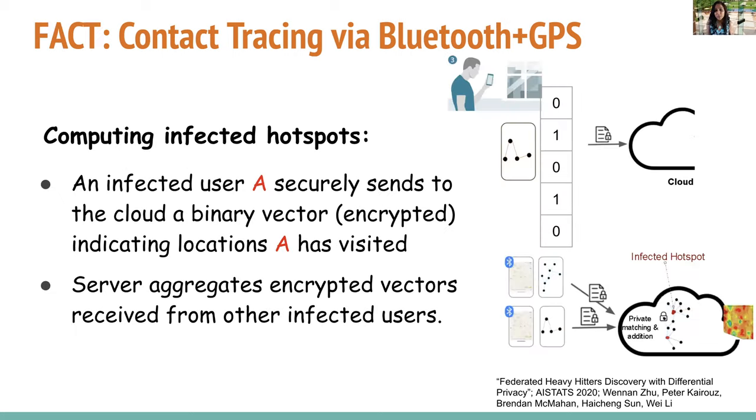One thing that we want to incorporate into this, which will be very useful for ASU, is to actually get a sense of infected hotspots real time. So that means in addition to everything else that's being sent, we actually want to build out a binary vector that will be shared encrypted, which basically tells you all the locations that you as a user have visited. So then we can do private matching and addition secure aggregation in the cloud to get a sense of a histogram of locations. And if you're infected, you can actually get the infected location hotspots.